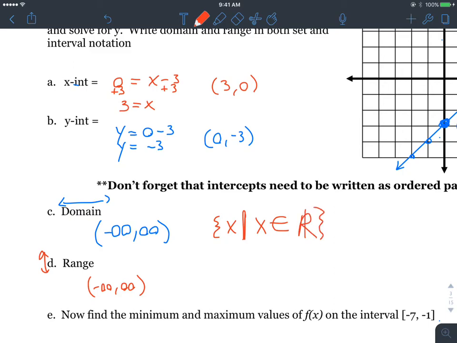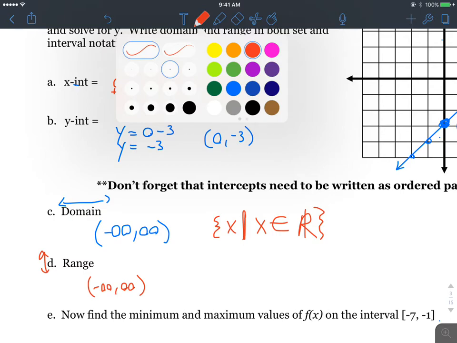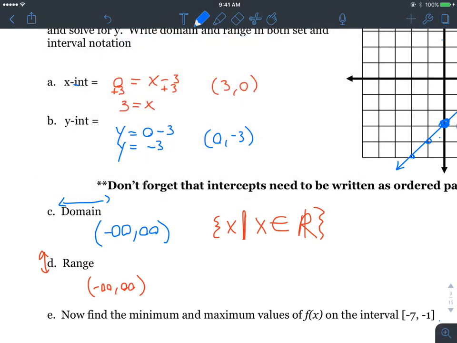And we don't use this as much. I think it's kind of good to know how to do, but I believe most of the times on quizzes and tests we'll ask you to do it in interval notation there.